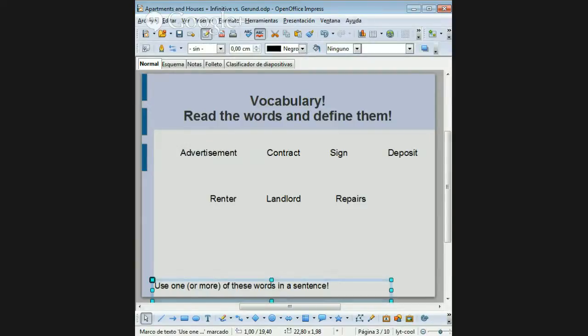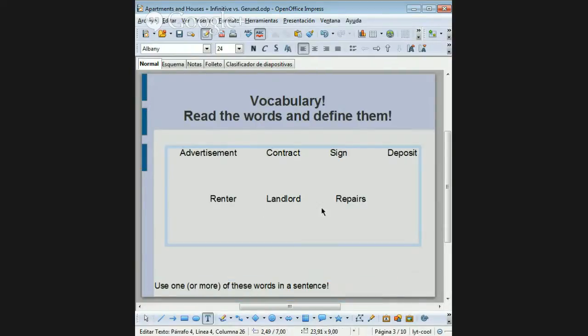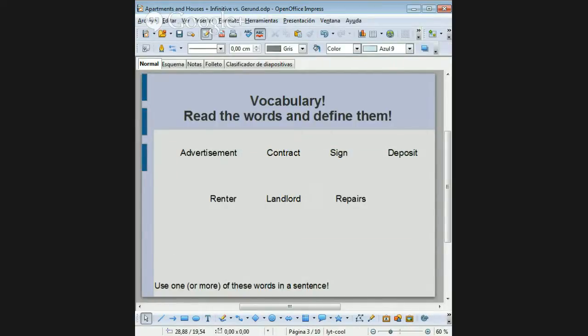Renter, landlord, repairs. Nice. Renter, landlord, repairs. Perfect. And does anybody have any questions about any of these words? Any questions?